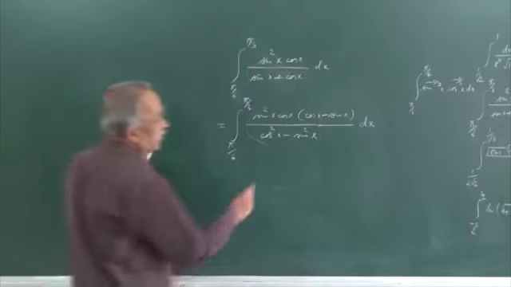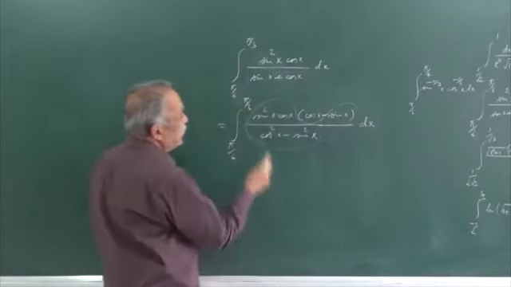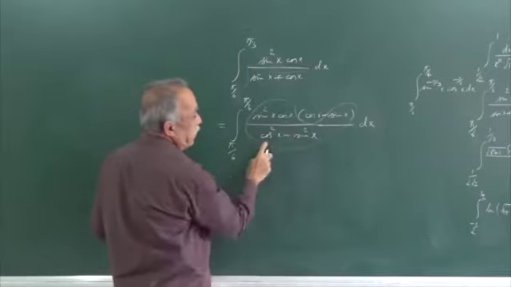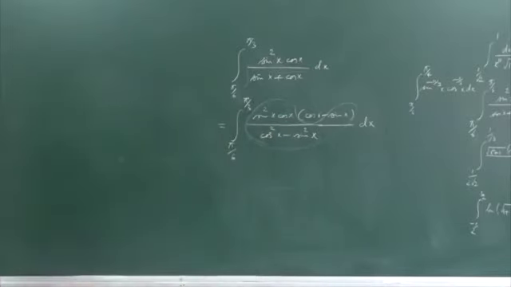The other portion is easily workable. This portion, sin cube x cos x by cos square x minus sin square x, can be worked out with the substitution sin x equal to t. I had an easier method, but I forgot, now going through this.